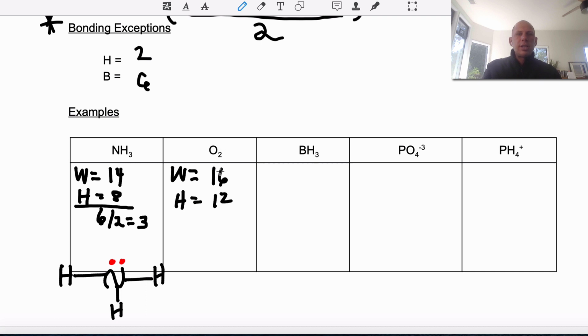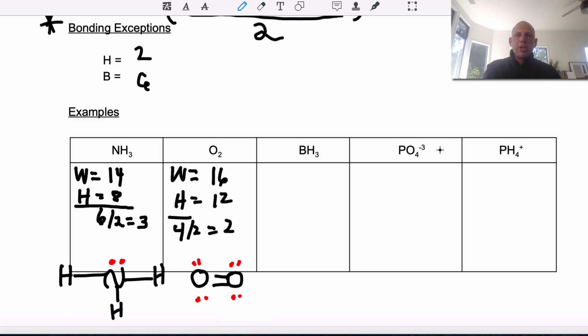So 16 minus 12 is 4, divided by 2 equals 2 bonds. So right next to each other, there they are. And does each oxygen have what it wants? No way. It needs 2 lone pairs. 2, 4, 6, 8. 2, 4, 6, 8. Okay, so we're good there.